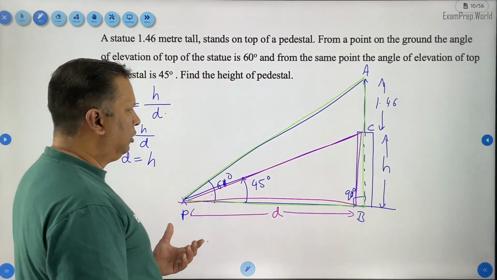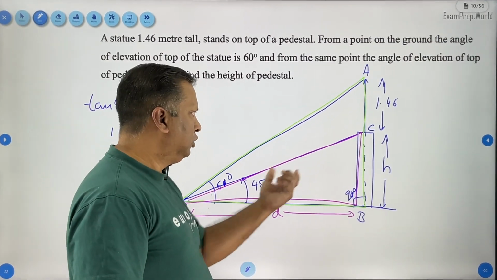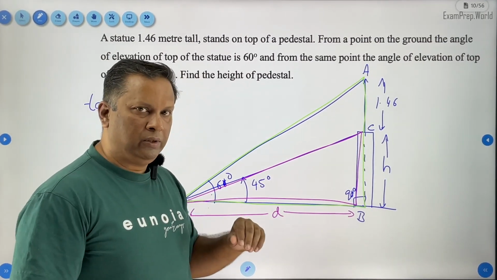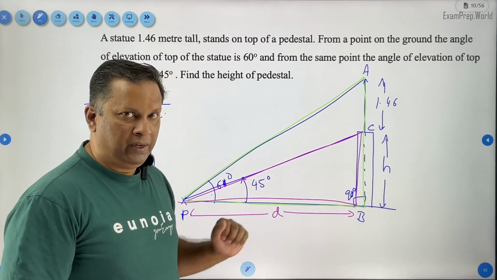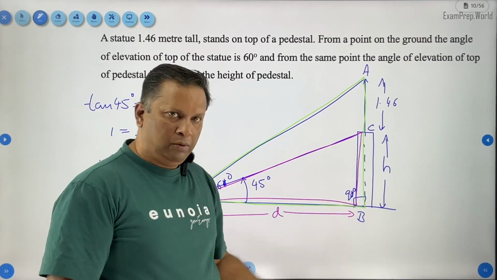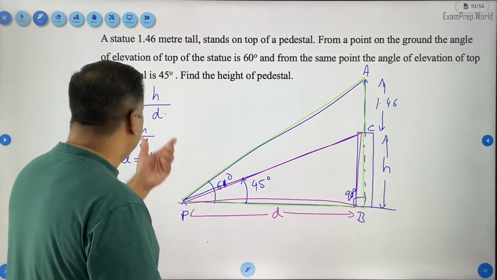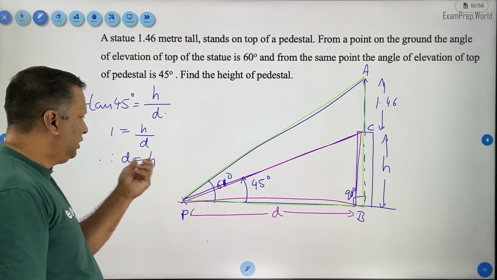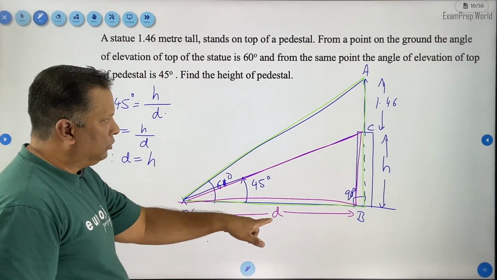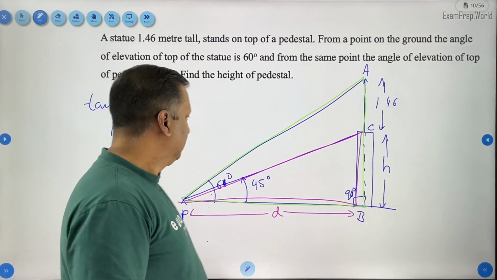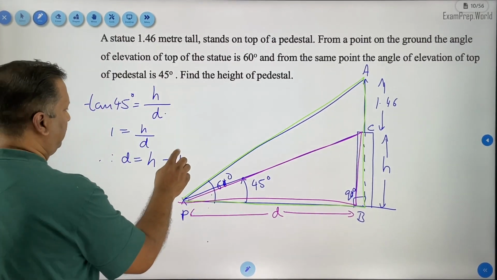Other way, you can always think that it is a 45 degree angle, so this is also 45. They are isosceles triangles, right? 45, 45, 90. So the adjacent and opposite sides are equal. Here we have proved that adjacent and opposite are equal. So D is also equal to h. Now this is our half job done.